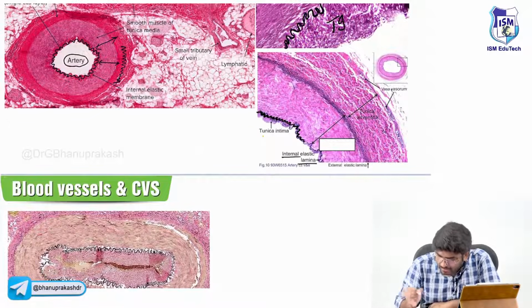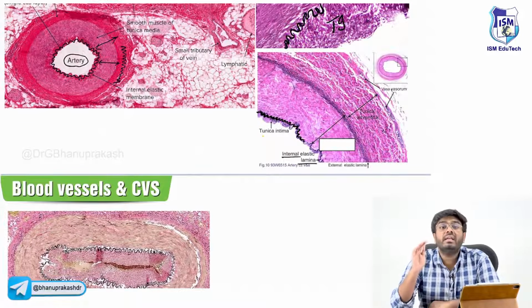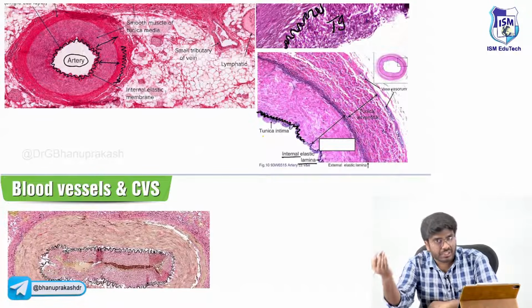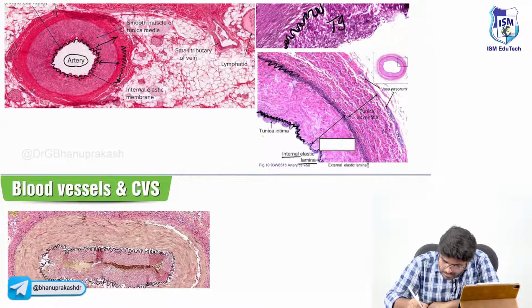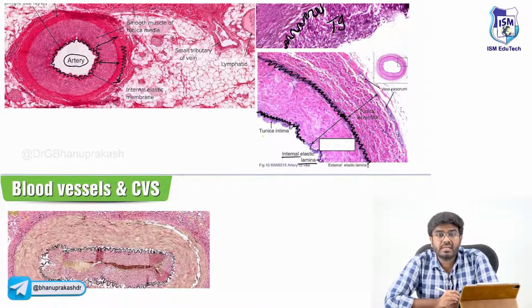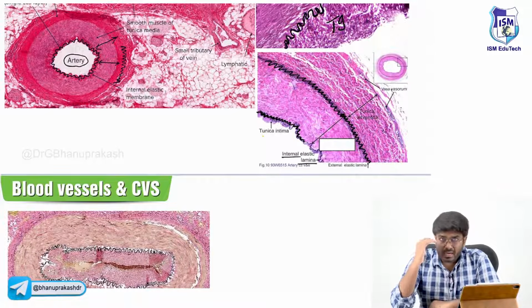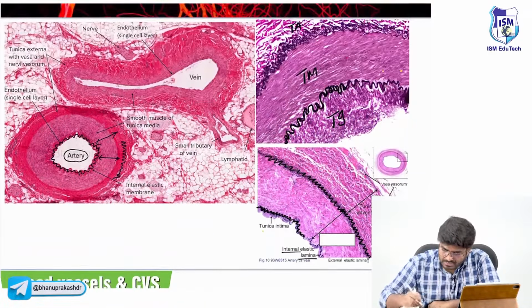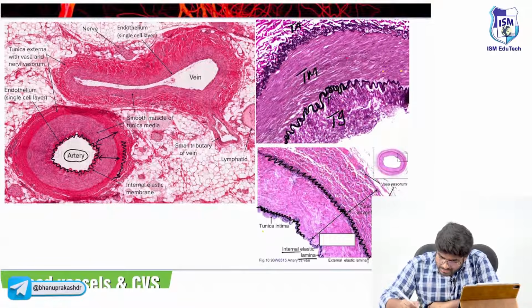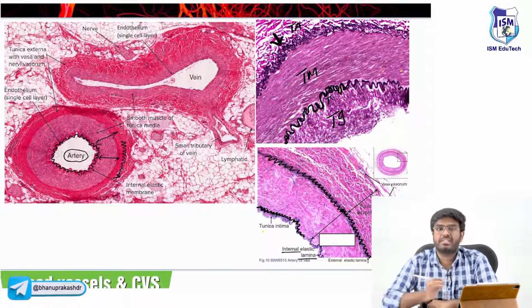See, the internal elastic lamina. And between tunica media and tunica adventitia, there is one more layer present, this blue colored wavy layer which I am highlighting right here. This is also an elastic lamina, but it is the external elastic lamina. This one is the internal elastic lamina, and this is the external elastic lamina.